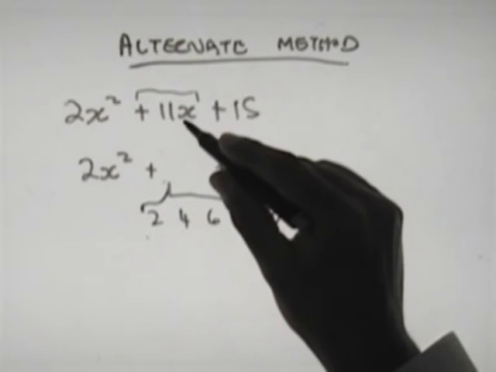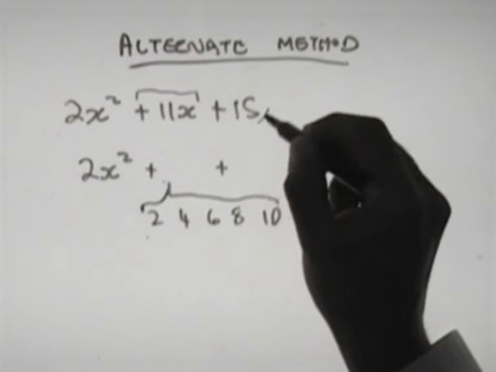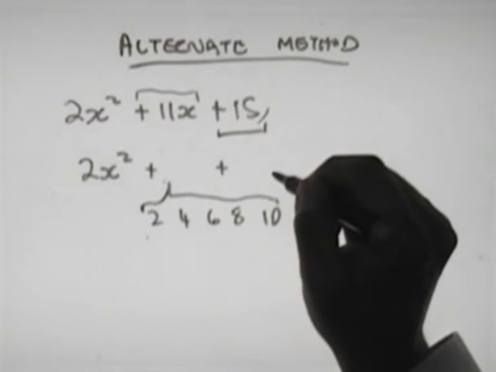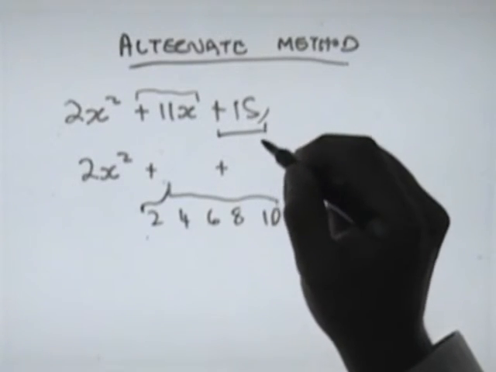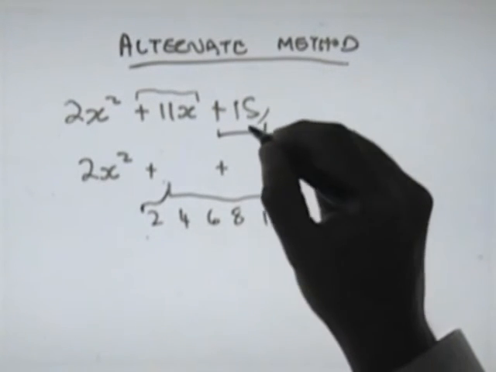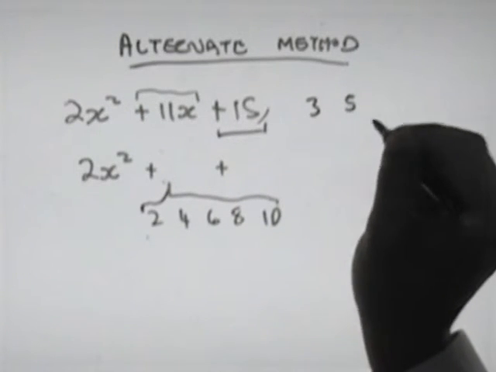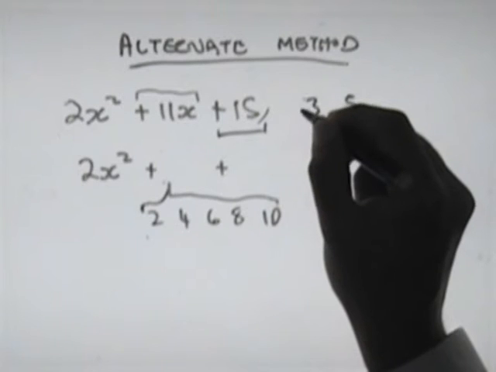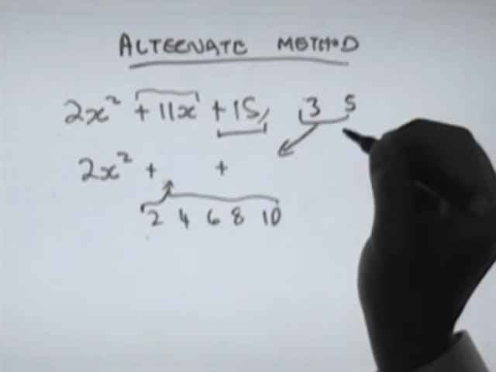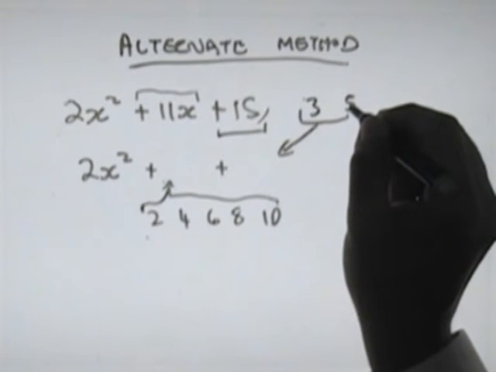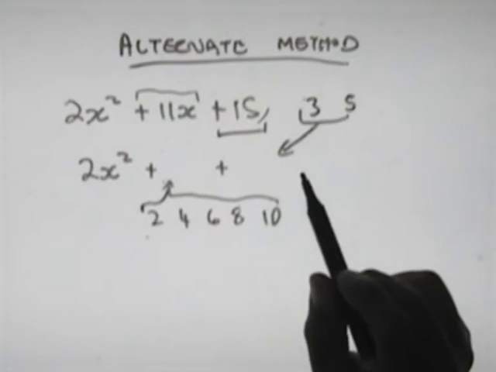The second number that makes up 11x must be a number that has a common factor with the last term. What could have a common factor with 15? Well, it has to be either a multiple of 3 or a multiple of 5. So these two could make up the second term. One of these two. 3 plus 8 will give us 11.